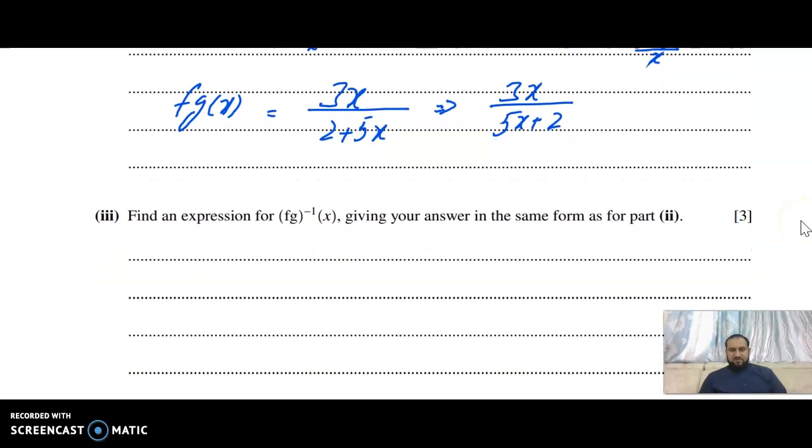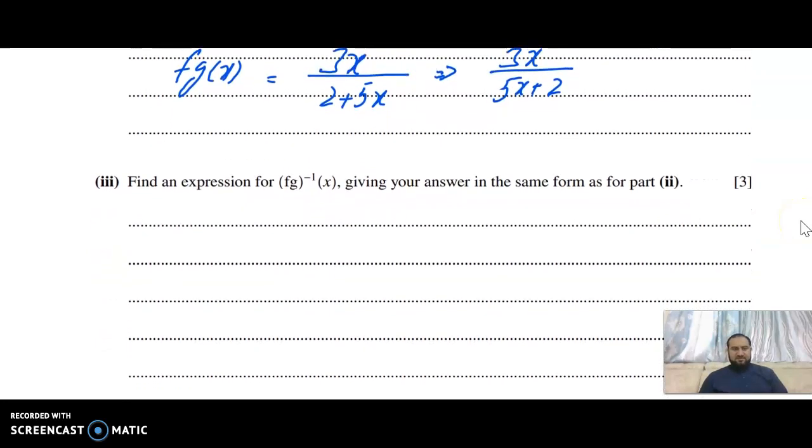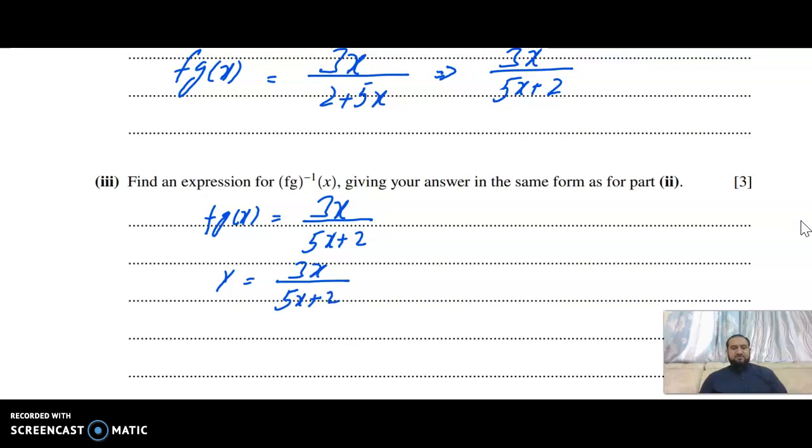Now the third part of this says find fg inverse of x. As we know, fg of x is equal to 3x over 5x plus 2, and now we need to look for the fg inverse of x. From here, as you know, we can replace this with y. So y is equal to 3x over 5x plus 2.